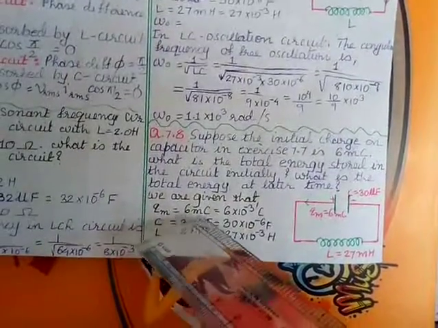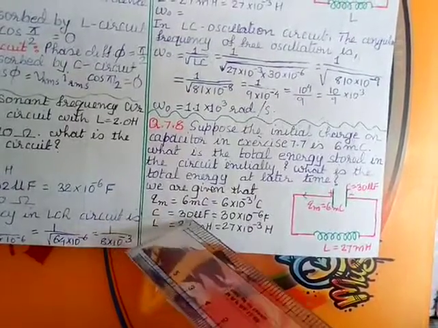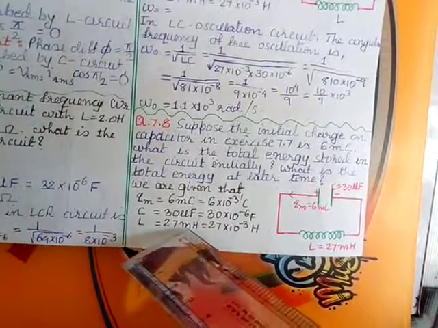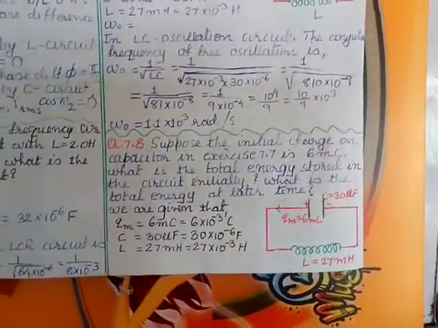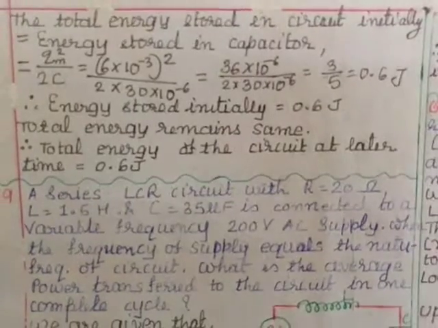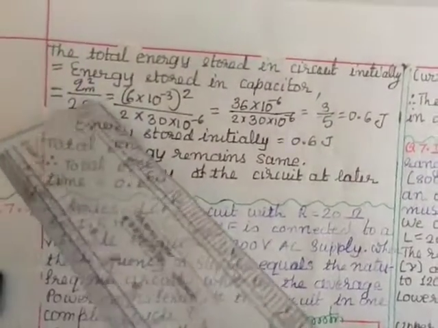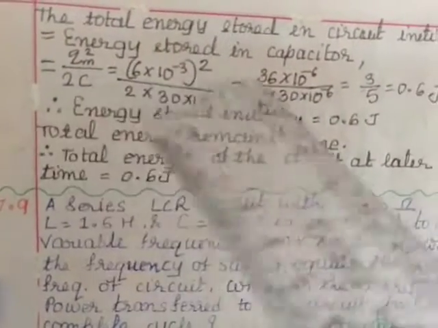We are given that QM is equal to 6 millicoulomb, convert into coulomb by multiplying by 10 to the power minus 3. C value 30 microfarad, convert into farad by multiplying 10 to the power minus 6. And L is equal to 27 millihenry, convert into Henry by multiplying by 10 to the power minus 3. Okay, so this is the data given and taken from the previous question. The total energy stored in circuit initially equals the energy stored in capacitor, and it is given as Qm square divided by twice C. Qm value is 6 into 10 to the power minus 3, and it is a square. Divide by 2 as it is, and C value is 30 into 10 to the power minus 6. 6 square is 36, 10 power minus 3 square is 10 to the power minus 6, denominator as it is.